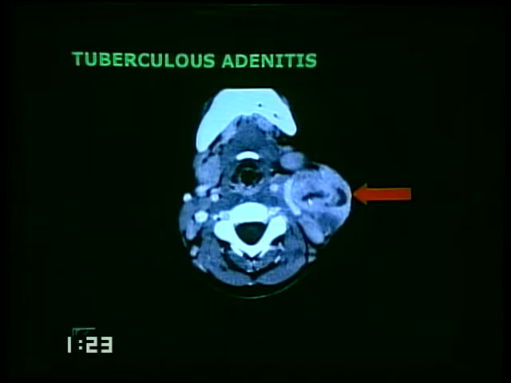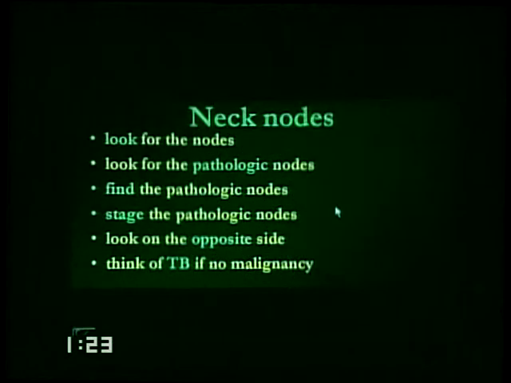Tuberculous adenitis, again, lymph nodes with liquefactive change. So the main thing to take home is liquefactive change or extracapsular extension. Those are reliable ways in which you can determine whether or not a lymph node is pathological.